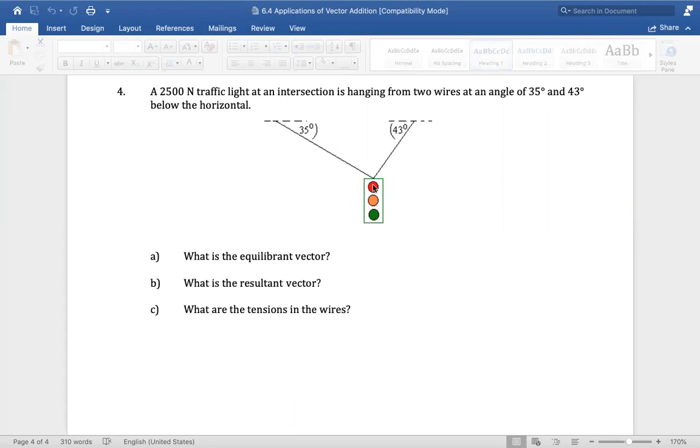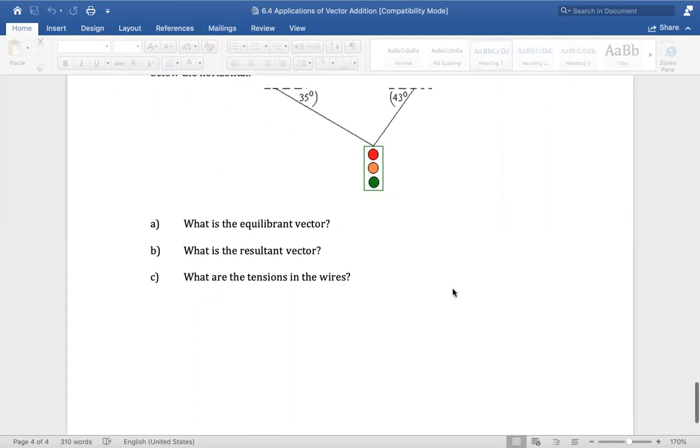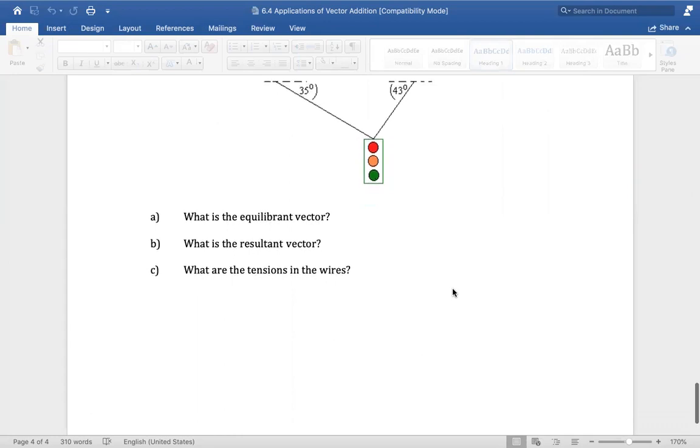A, what is the equilibriant vector? What is the resultant vector? And what are the tensions in the wires? So basically 35 and 43 degrees are already in the diagram. The only thing that we don't have in the diagram is the 2,500 newtons of force. So if I move this up, I'll add that in on my own just to have some more room again.